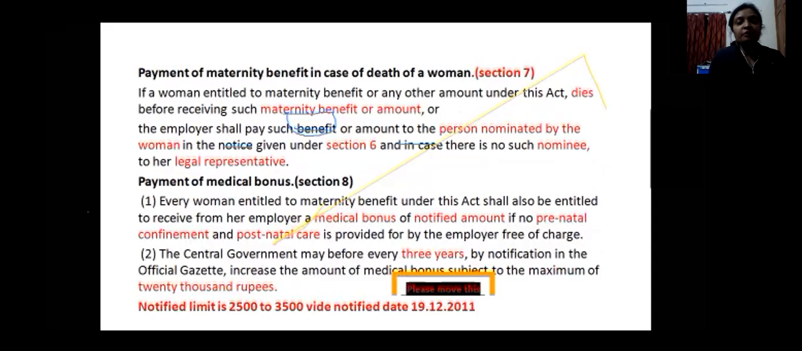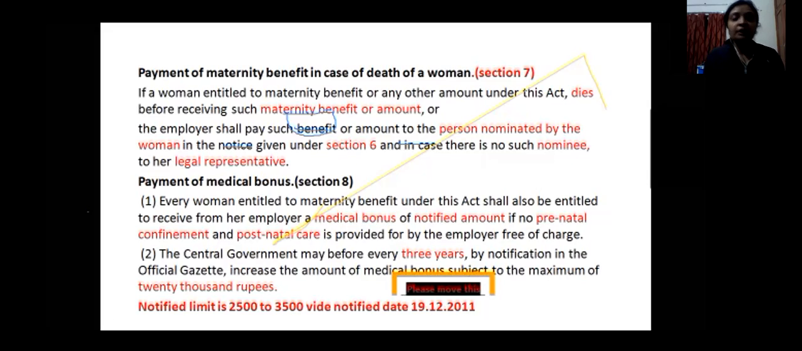Now moving to payment of maternity benefit in case of death of a woman under section 7. Now, if the woman dies, we have also discussed it earlier, how will the benefit be paid? If a woman entitled to maternity benefit or any other amount under this act dies before receiving such maternity benefit or amount, the employer shall pay such benefit or amount to the person nominated by the woman. I have already discussed this under section 6 also.